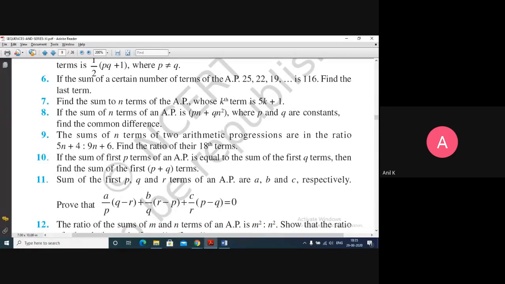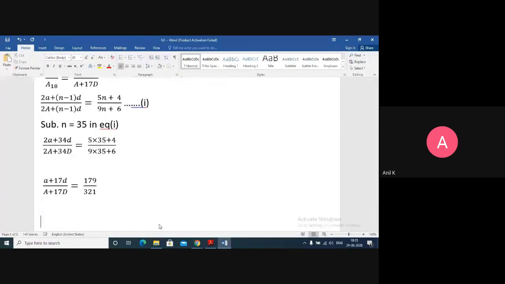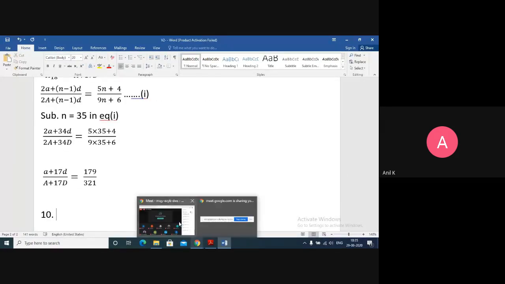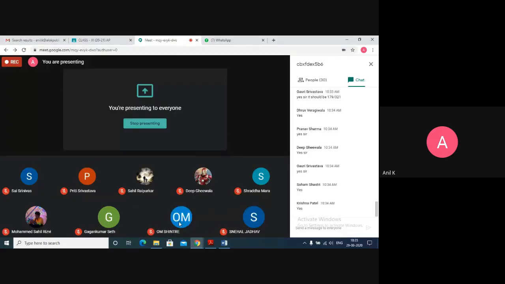Then the 10th question: the sum of the first p terms of an AP is equal to the sum of the first q terms, SP equals SQ. So find the sum of the first p plus q terms. This is also an easy one. Do you want to try or should I? You have to make SP equals SQ. After making SP equals SQ, you get the relation between a and d. You can find a in terms of d, or d in terms of a.